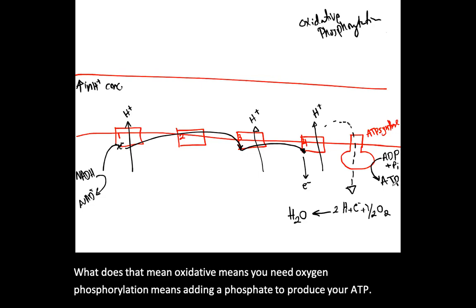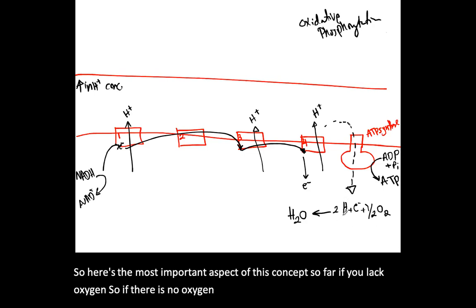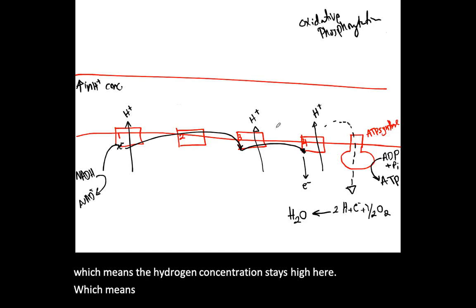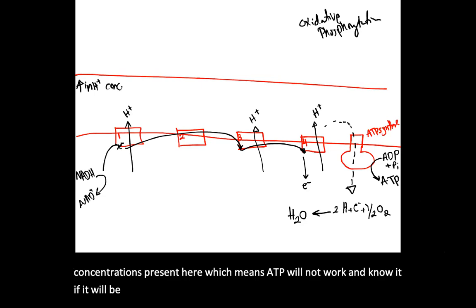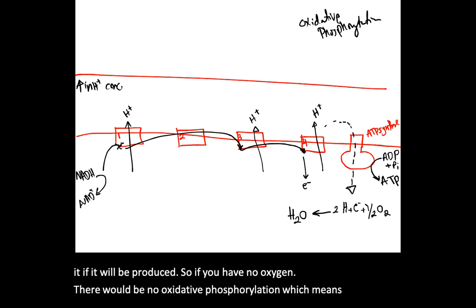So here's the most important aspect of this concept so far. If you lack oxygen, so if there is no oxygen here, hydrogen will not be accepted, which means the hydrogen concentration stays high here, which means what? There is no flow of hydrogen back in because high concentration is present here, which means ATP synthase will not work and no ATP will be produced. So if you have no oxygen, there would be no oxidative phosphorylation, which means there would be no electron transport chain.